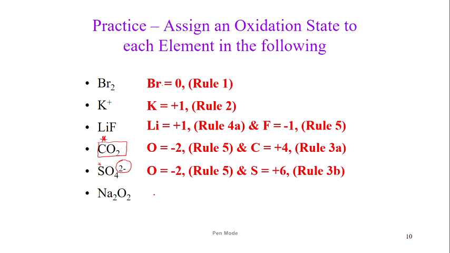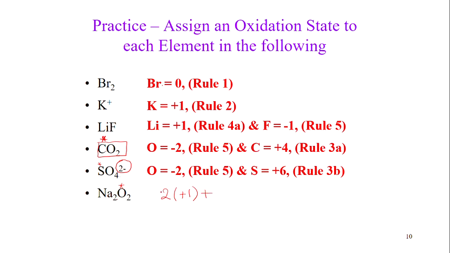And lastly, we have this one, Na2O2. So Na is group 1, let me calculate for oxygen. Na is group 1, so 2 times 1 positive, because we have 2 Na multiplied by group 1's 1 positive.